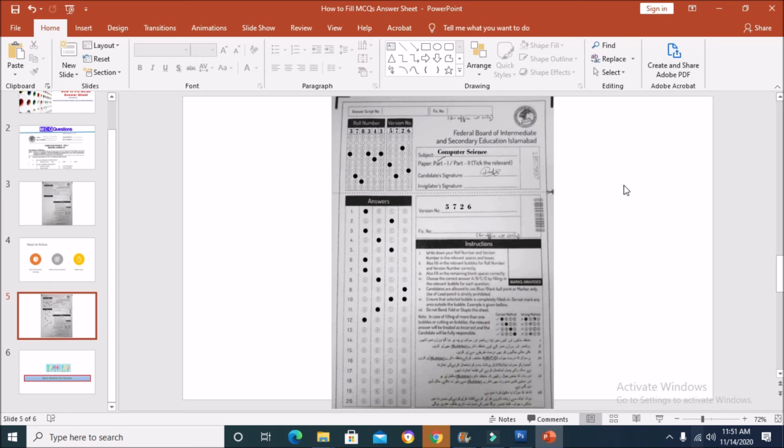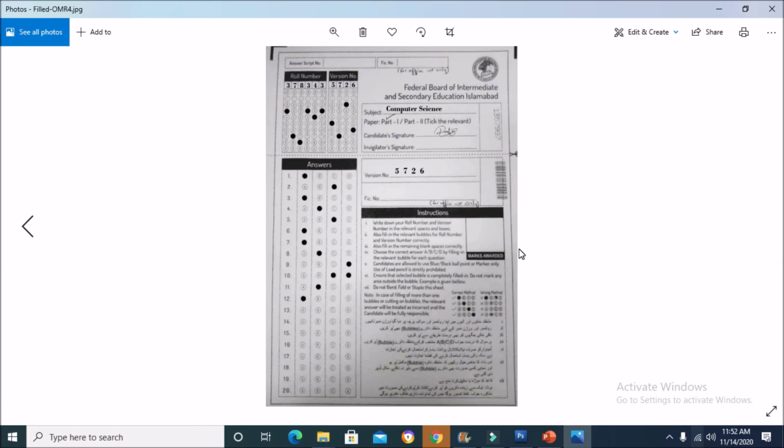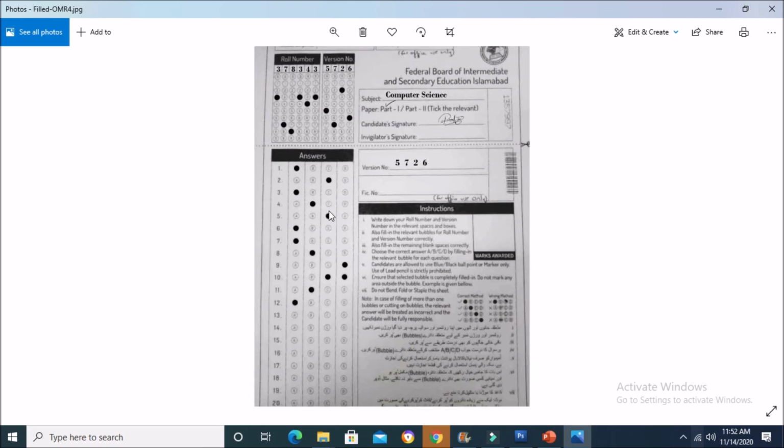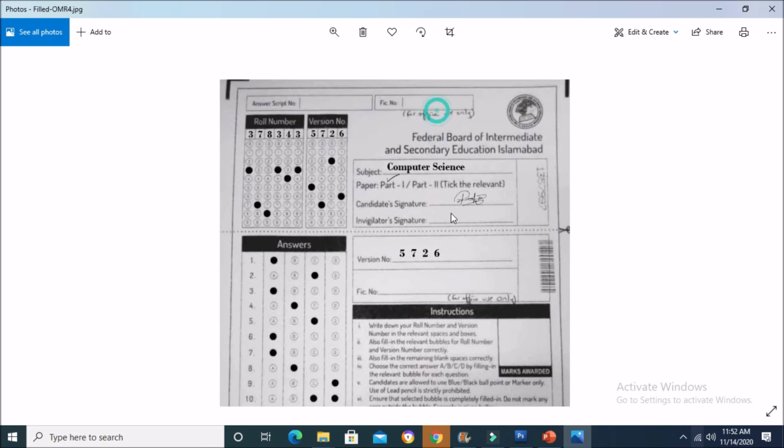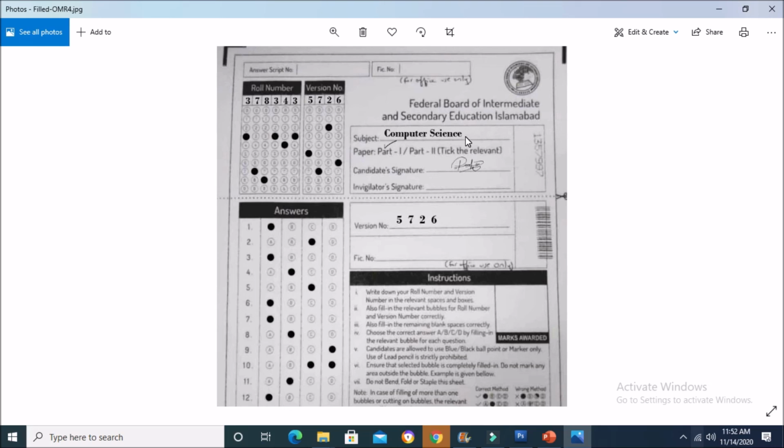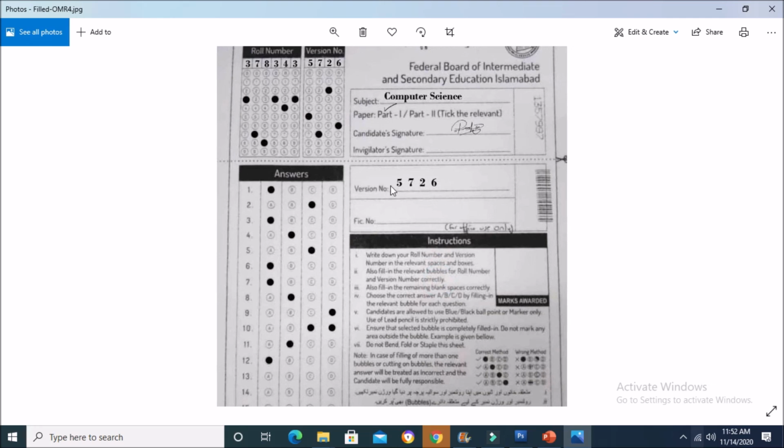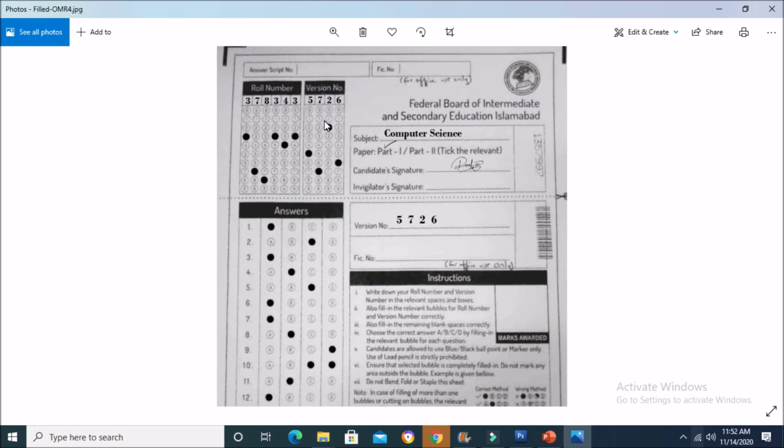Now we will see how this sheet looks after filling it up. You can see on your screen. When a student has filled up this answer script, you can see that the subject is mentioned. You will mention bio or physics or whatever subject you are attempting the paper for. Over here the student has marked part 1. The student signature is there. The version number has been mentioned. I had told you that the version number will be available on your question paper. The same version number is written over here.